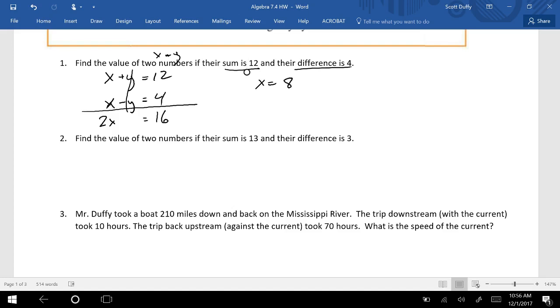Now we plug that back into one of our first equations. Let's plug it into our first one here. X plus y equals 12. Well, if x is 8, then it's 8 plus y equals 12. Solve for y, and you get 4. So our answers are 8 and 4. Very similar on number 2.